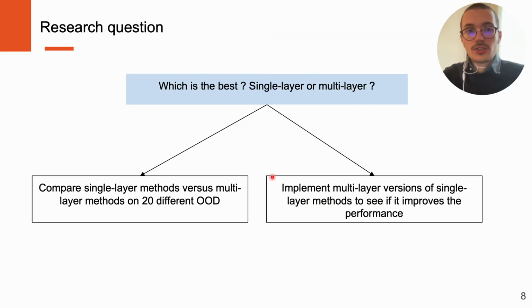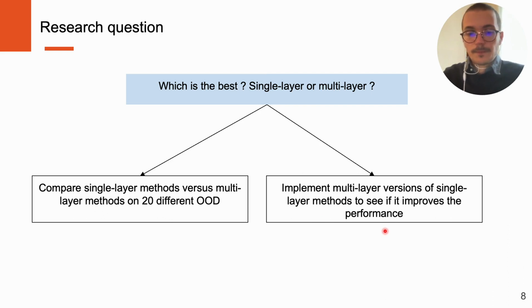The first research question that we address is the following one, which is the best, single-layer or multi-layer approaches? And to answer that, we compared single-layer methods versus multi-layer methods on 20 different out-of-distribution scenarios. Also, we propose to implement a multi-layer version of single-layer methods to see if we can get an improvement of the performance.